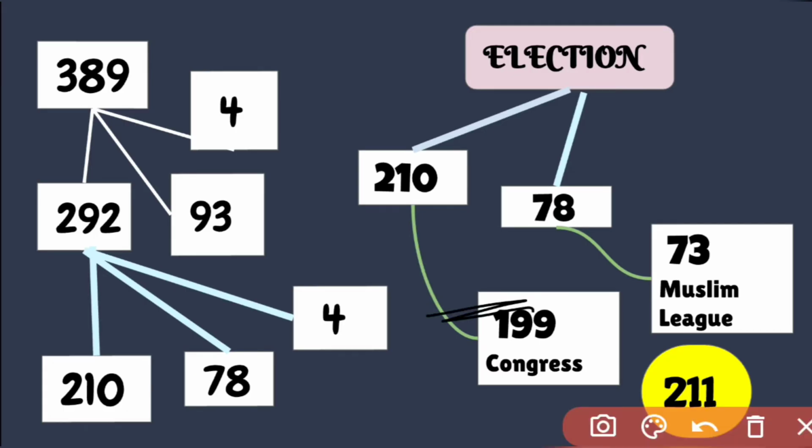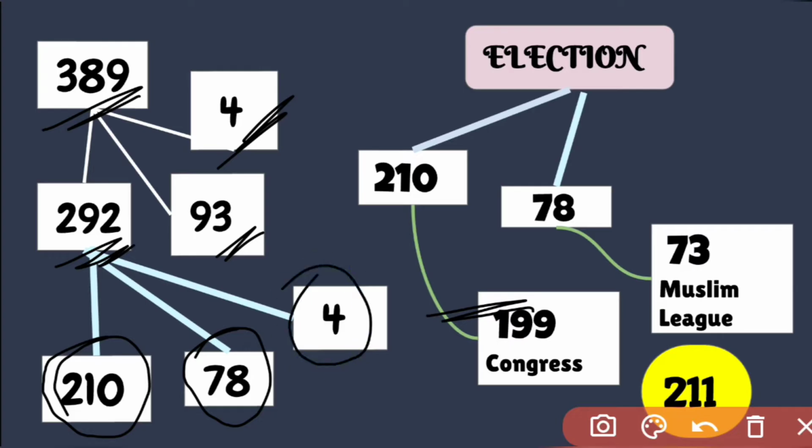In total it consists of 389 members. From the 389 members, 292 members are from the British India provinces, 93 members belong to Indian princely states, and 4 members belong to Chief Commissioner provinces. Now from the 292 of British India provinces, 210 are meant for the general electorate, 78 for the Muslim League, and 4 for the Sikh.